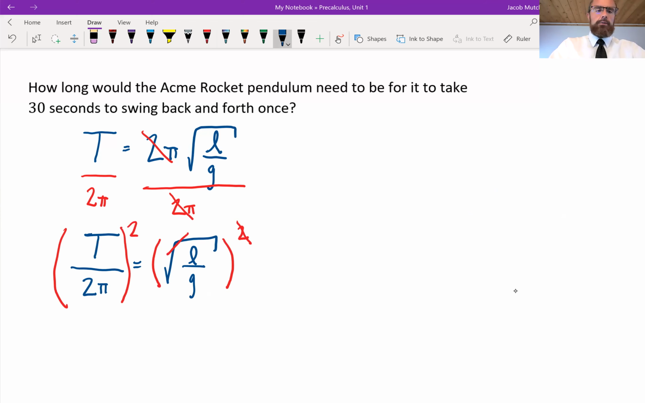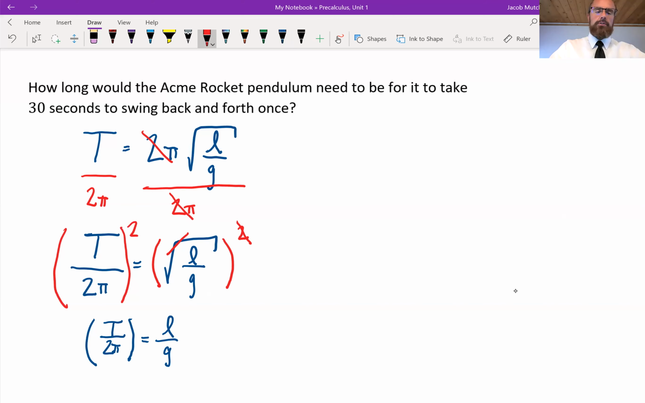Now let's see what we've got. So at this point, we've got (time over 2 pi) squared equals the fraction length over gravitational constant. So only one last thing to solve away. I need to get just length by itself.